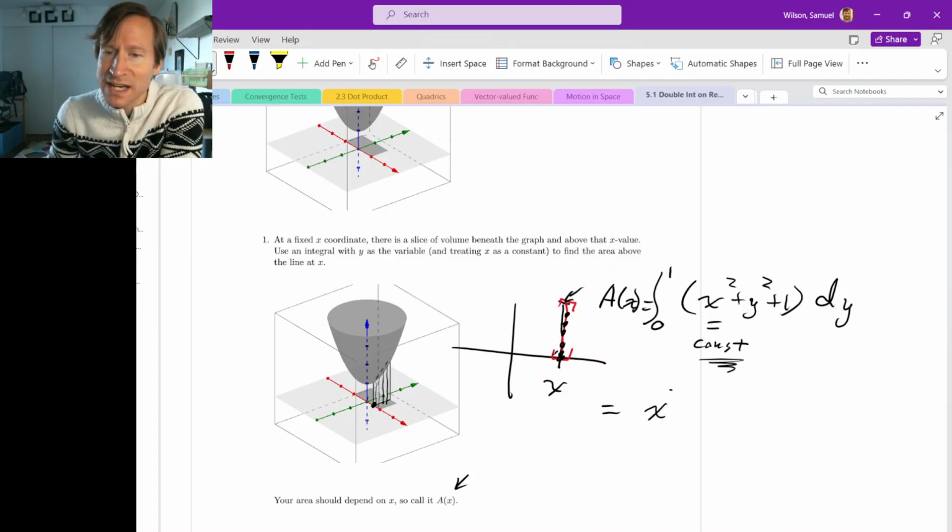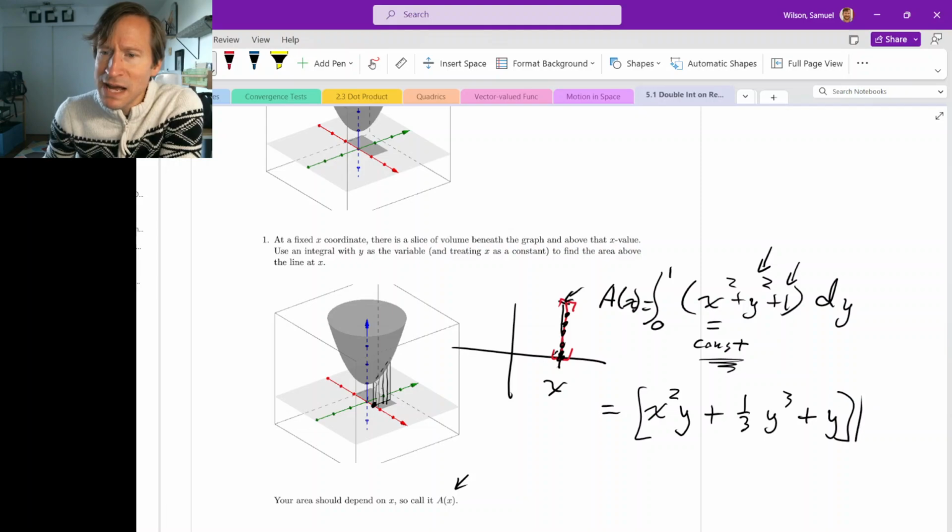This is going to be x squared y. And then plus, treating y like the variable, the integral of y squared is 1/3 y cubed. And then the integral of 1, treating y like the variable, is y. And then we need to plug in our bounds. There's nothing about the notation that tells us which variable these bounds are for, but remember, these are y values.